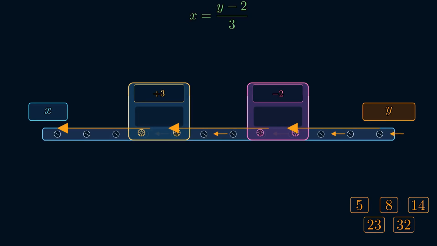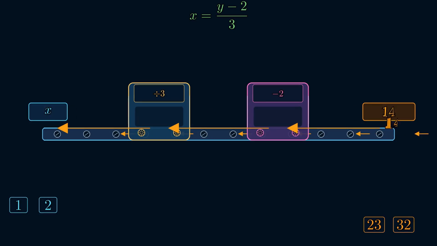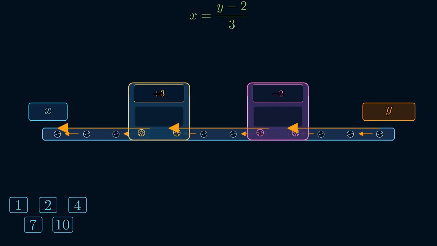Now reverse the rule. The forward equation is y equals 3x plus 2. The backward equation is x equals (y minus 2) all over 3. 5 goes back to 1, 8 goes back to 2, 14 goes back to 4, 23 goes back to 7, 32 goes back to 10. That is the full method. Forwards, do the operations in order. Backwards, undo the operations in reverse order. When x goes in, y comes out. When y is known, the inverse machine takes us back to x.